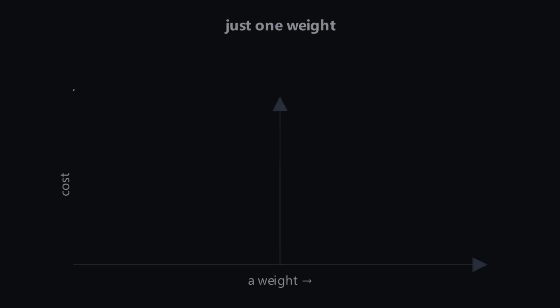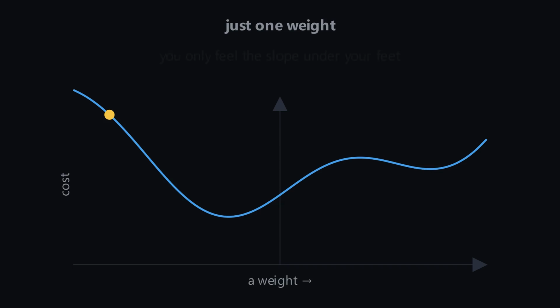Picture the simplest version, just one weight. Plot the cost against it, and you get a curve with hills and valleys. You're standing somewhere on that curve, and you want the lowest point, but you can't see the whole landscape. You can only feel the slope right under your feet. So you do the obvious thing: look at which way is downhill and take a small step that way. Then feel the slope again and step again. Roll downhill over and over, and you settle into a valley. That simple idea has a name: gradient descent.